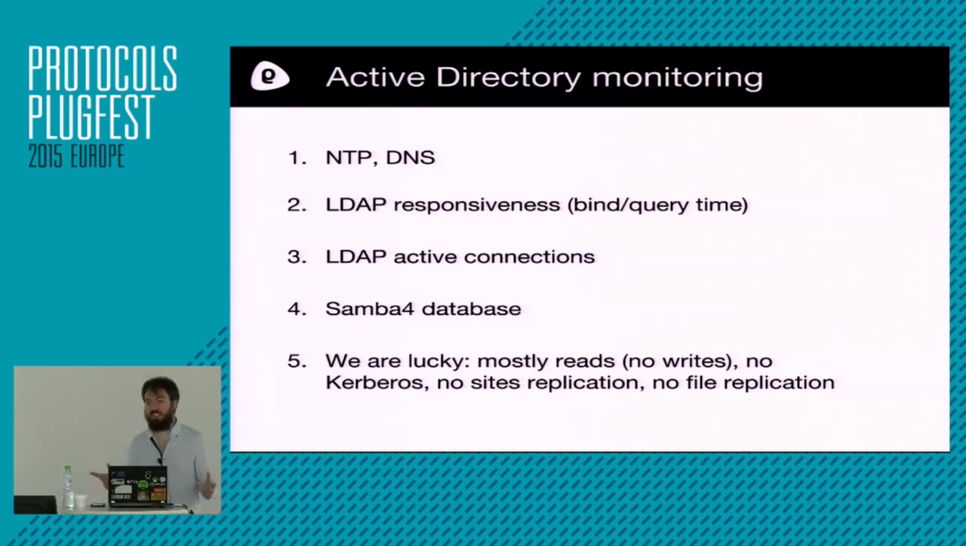There is no Kerberos, there is internal Kerberos, but it's not used externally. So users are not using Kerberos, another thing we don't have to monitor. There is no site replication between different locations or file replication. So if you want to monitor Active Directory, you should be monitoring all these other things. But in this very specific scenario for Sential Cloud, if we do LDAP responsiveness, LDAP active connections, and the Samba database, I think we are covering pretty much the most important things.